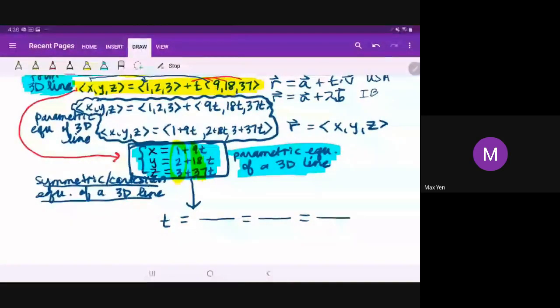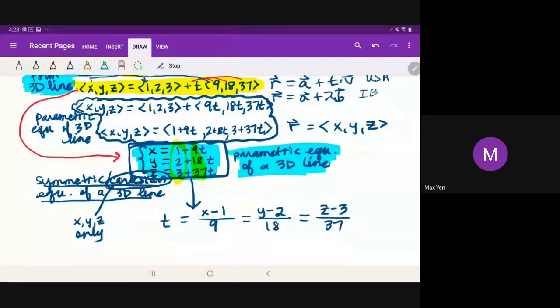Or type? Hey, Richard. Yes, I agree, Esther. So Esther typed x minus 1 over 9. And we do want to put it in that format. So we don't want to put like -1 plus x. We want to put it in like sphere format, x minus 1. And then this one would be y minus 2 over 18. And then z is z minus 3 over 37. Now, Cartesian means you can only have x's, y's, and z's. So I can't have the t in there.